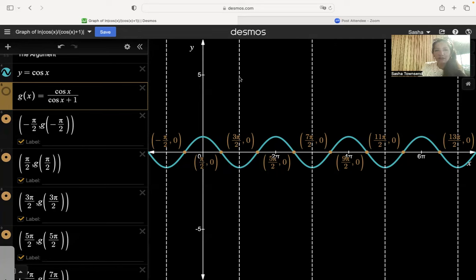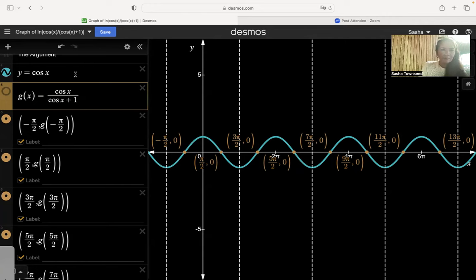Those have already been graphed. This one is x equals pi. This is x equals pi minus 2 pi, which is negative pi. Then we've got x equals 3 pi, x equals 5 pi, x equals 7 pi, and so on. So that's where our g of x graph has asymptotes.